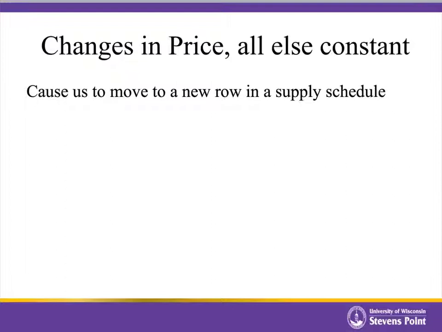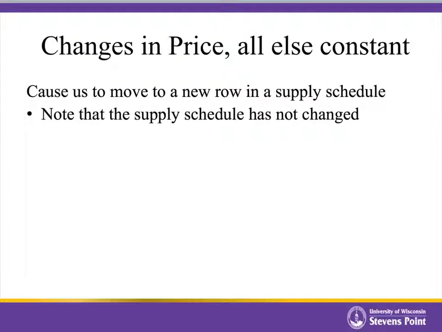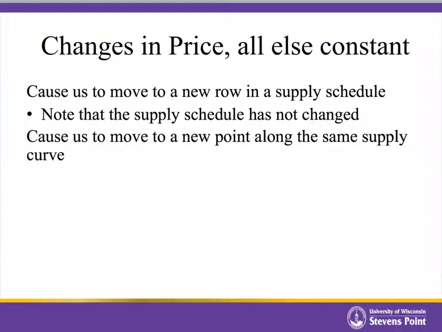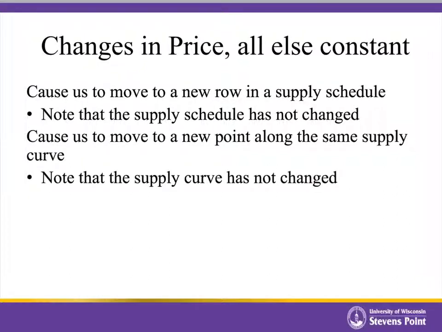So when we look at changes in the price of the product, everything else held constant, that causes us to move to a new row in our supply schedule. But note that the supply schedule has not changed. So we would say that our quantity supplied has changed because of the price change, but supply itself is the same as before. A change in the price, everything else held constant, also causes us to move along the supply curve to a new point on that same supply curve. So again, quantity supplied has changed, but supply itself has not. The supply curve hasn't changed, simply where we are along the supply curve has changed.